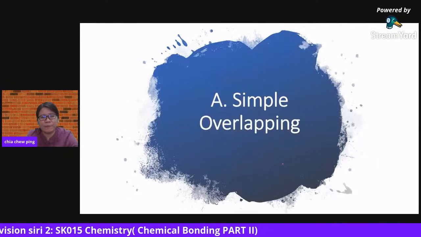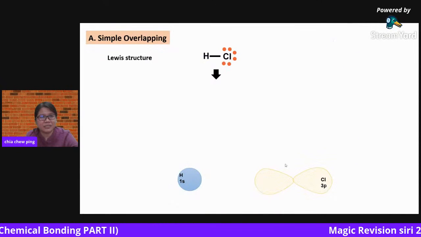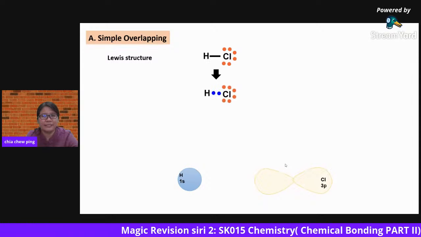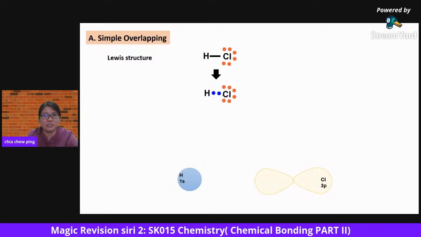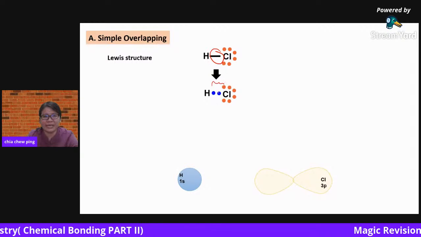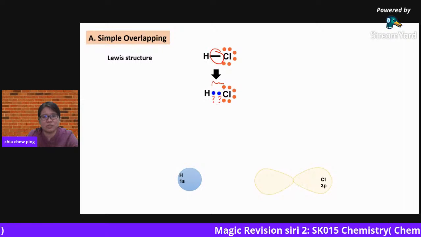Okay, now for case A, simple overlapping. I will discuss simple overlapping by using HCl. So this is the Lewis structure for HCl. This bond represents the electron sharing, so these two electrons are shared. Now let's discuss where this electron comes from and where this electron comes from.